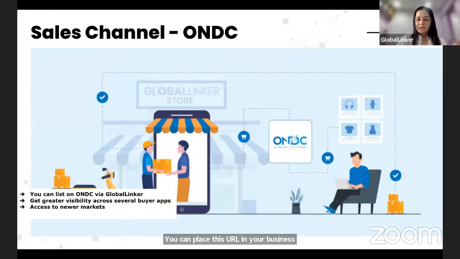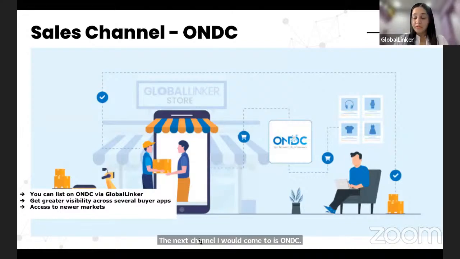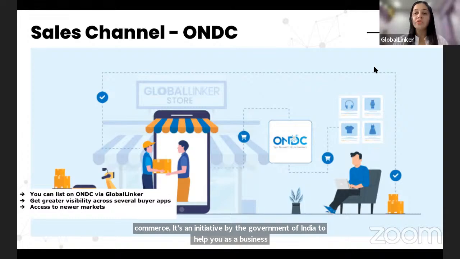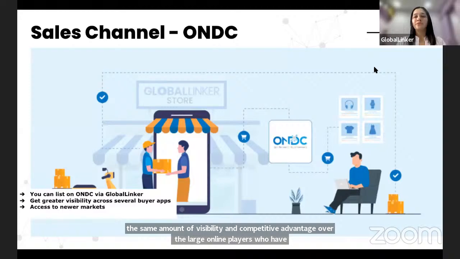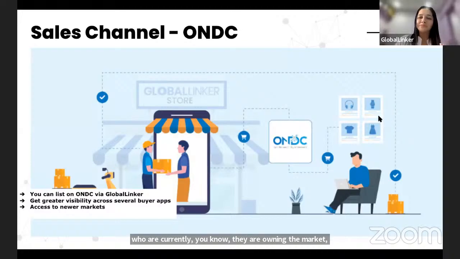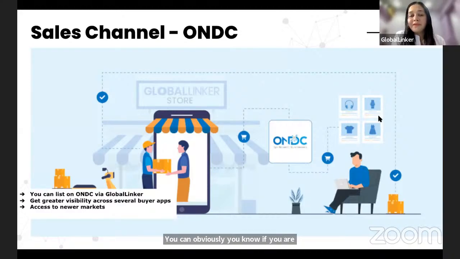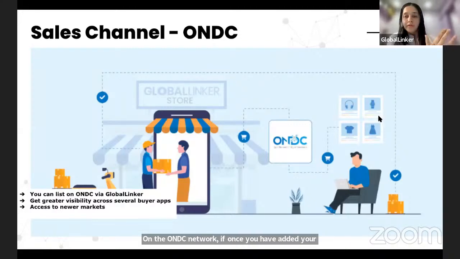The next channel I would come to is ONDC. ONDC, we are all aware of. ONDC is the Open Network for Digital Commerce. It's an initiative by the Government of India to help you as a business get the same amount of visibility and competitive advantage over the large online players who are currently owning the market, I may say. If you are interested in selling your goods on the ONDC network, once you have added your products to your catalog, you can also list yourself onto ONDC.